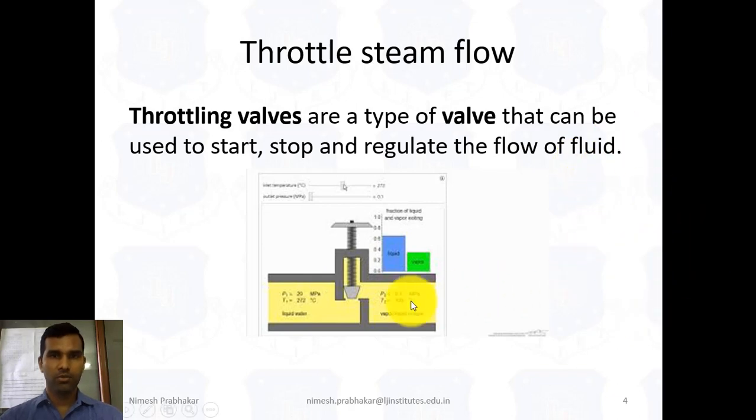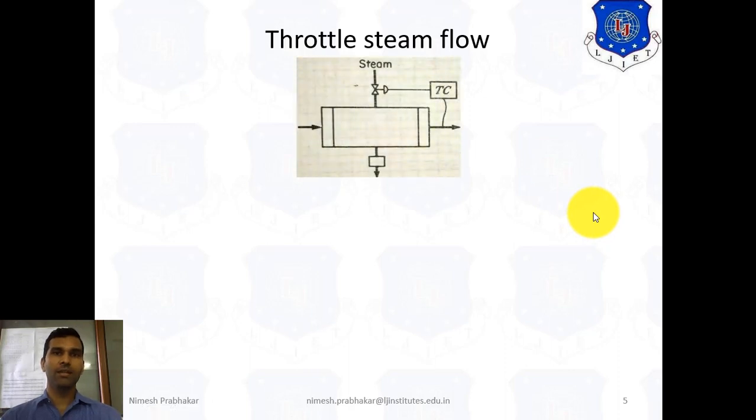Here is an example of a throttle valve. The fluid goes in on one side and out the other. By using this throttle valve, fully open, fully closed, partially open or partially closed, we can control the flow of this fluid. This is the function of a throttle valve. Here we place the throttle valve on the steam side. This is the arrangement of this scheme. In this scheme, we place one valve at the inlet side of the steam.